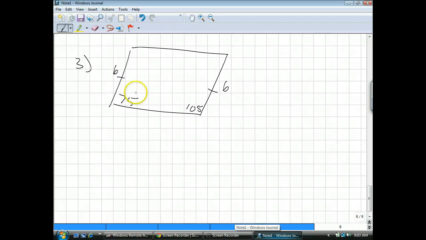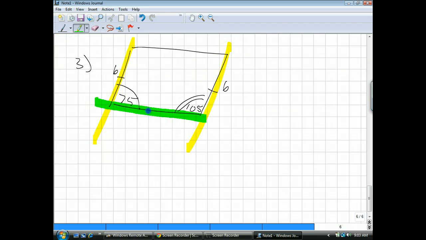And notice that this angle and this angle are two angles formed by two lines and a transversal. And notice that those two angles are supplementary. So therefore, this has to be parallel to this, because we have two lines cut by a transversal and same side interior angles are supplementary, then the lines are parallel. So then we have one pair of sides both congruent and parallel. So therefore, yes, it must be a parallelogram.